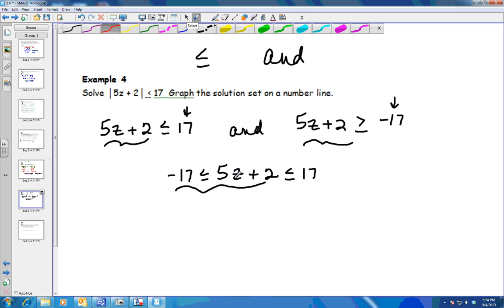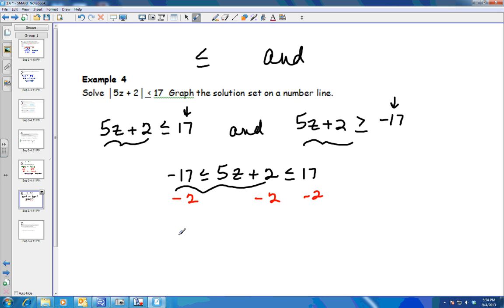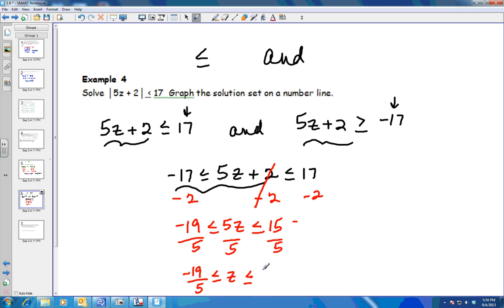So I want z all by itself. So I'm going to get rid of this 2 by subtracting 2 from both sides. So I have negative 19 is less than or equal to 5z is less than or equal to 15. So now I'm going to get rid of this 5 by dividing everything by 5. So I have negative 19 over 5, that doesn't go evenly, so we can just leave it, is less than or equal to z is less than or equal to 3.